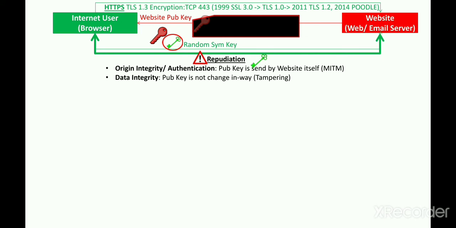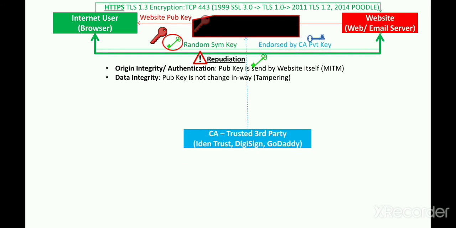This problem is solved by using X.509 digital certificates and a trusted party which is trusted by both the internet user or its browser and the website or the web server. This trusted party endorses this public key through this X.509 digital certificate, using its private key. The private key of this trusted third party, which is known as the certificate authority, endorses the public key of the website.